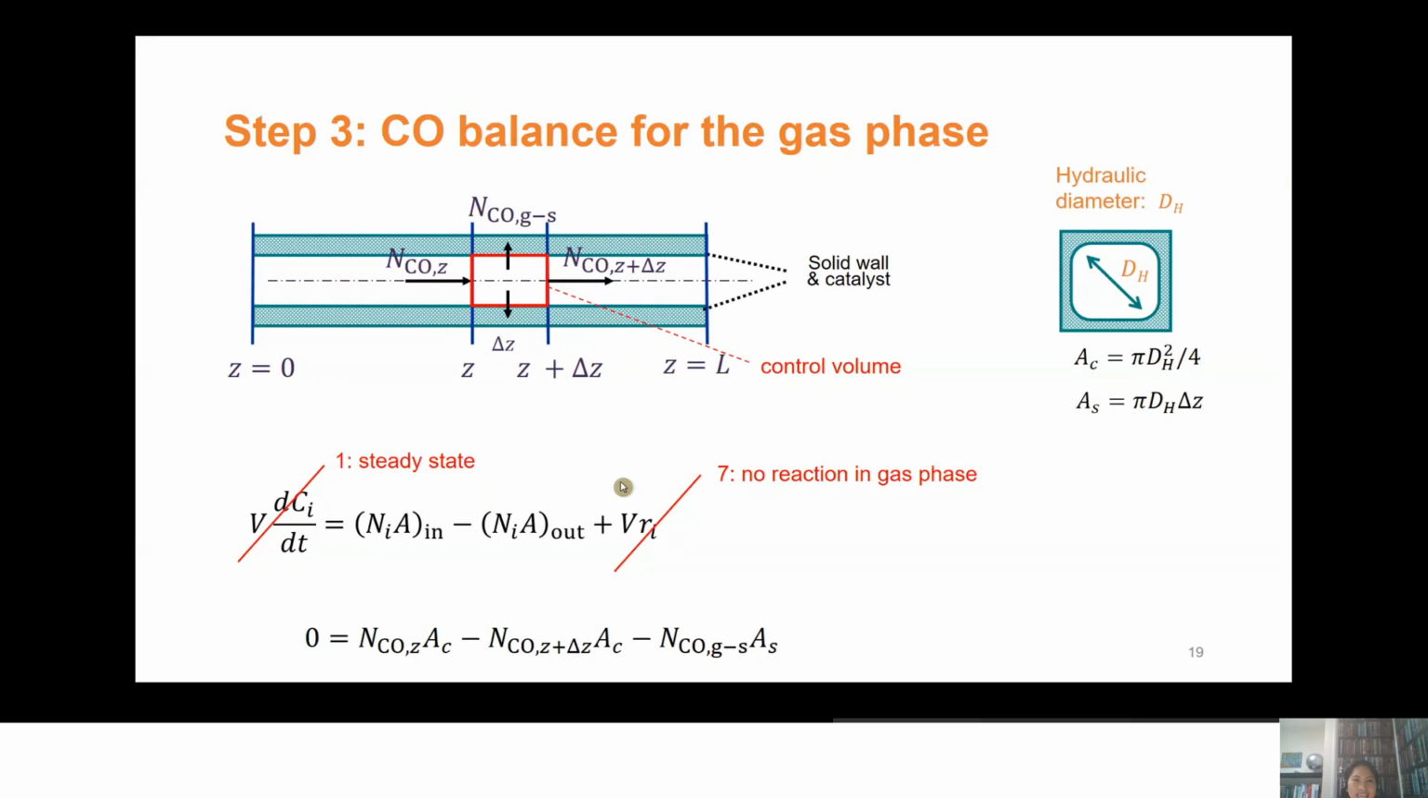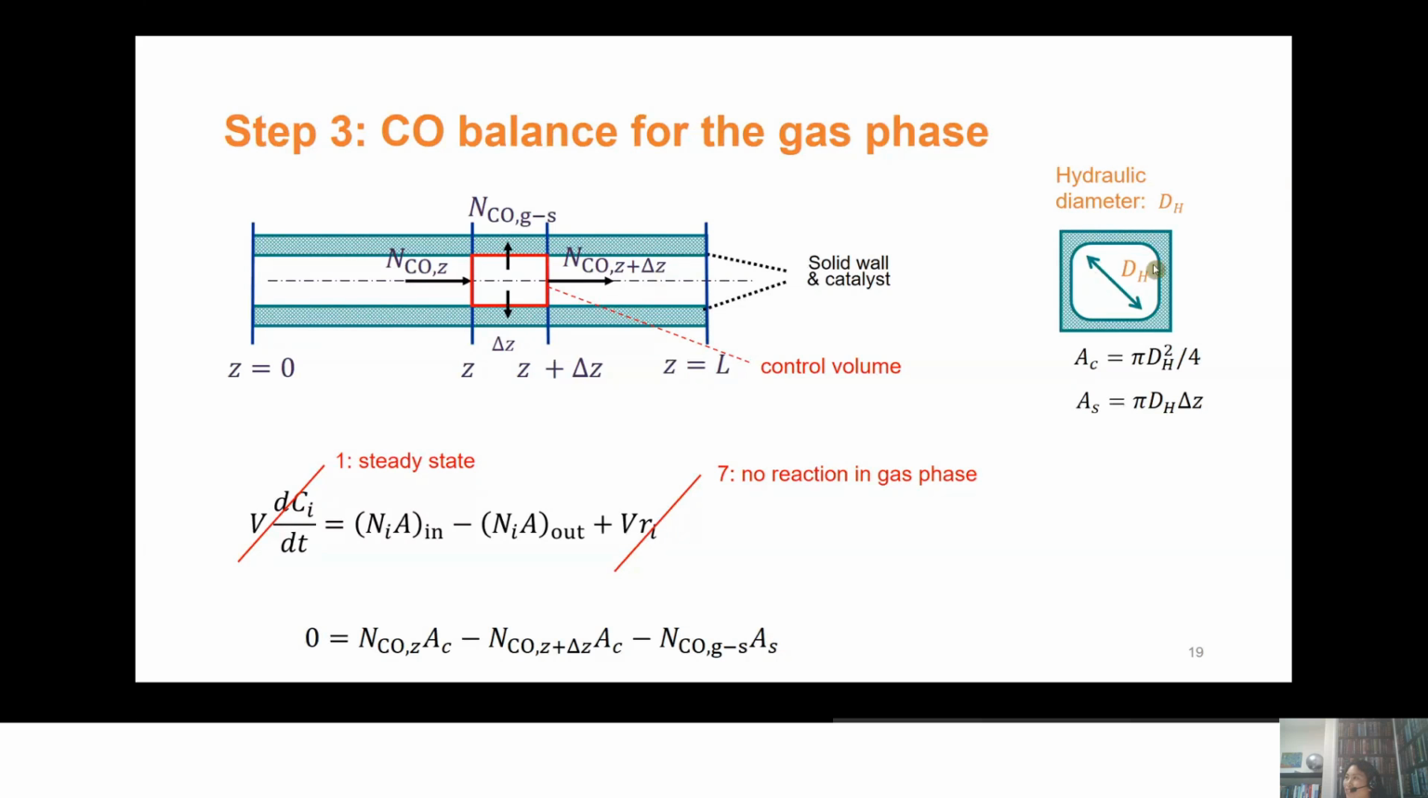Remember what we did last week for heat transfer? We also had axial conduction and radial heat loss. Before we did it with energy, and here we are doing it with mass or moles of species, but the principle is the same. These fluxes are in the axial direction, and this one is in the radial direction. So let's now define the two areas, A_C and A_S.